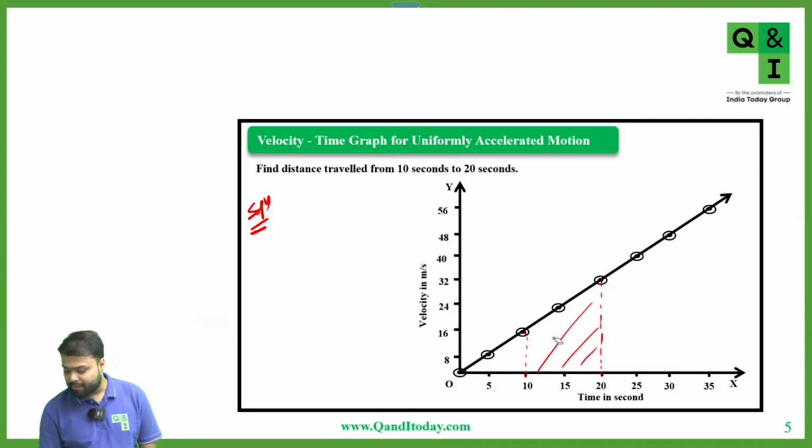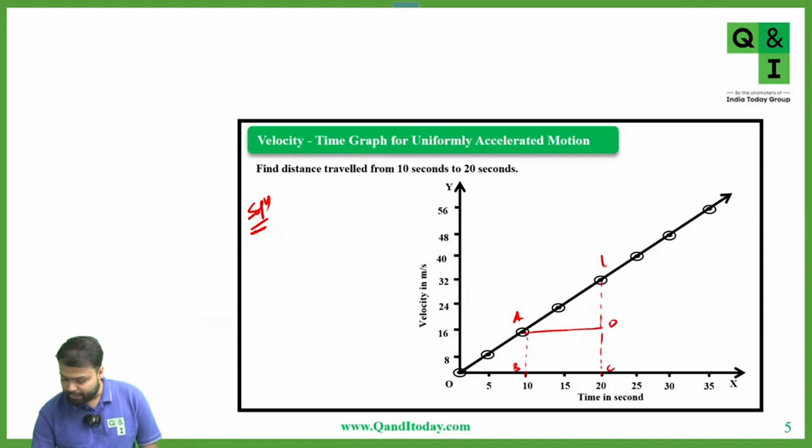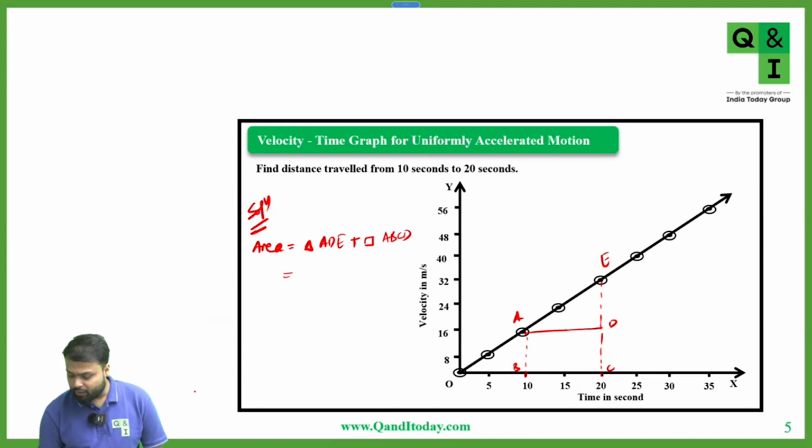Now I'm dividing this area into two parts. First one is a rectangle and the second one is a triangle. Let's say this is A, B, C, D, and E. So the total area is equal to the area of triangle ADE plus the area of rectangle ABCD. Now what is the area of triangle ADE? It is half base into height. The base is 20 minus 10, which is 10, into the height, which is this length DE.